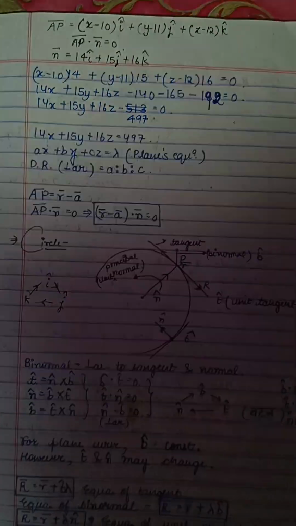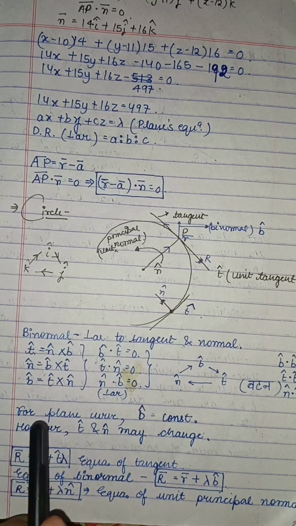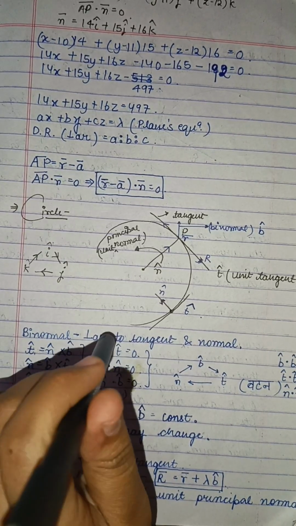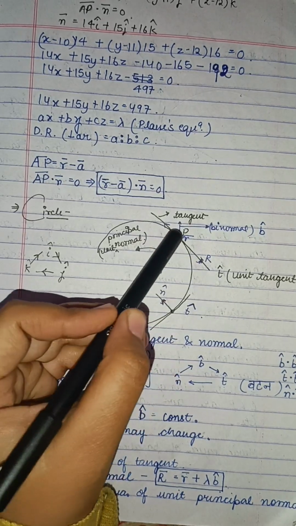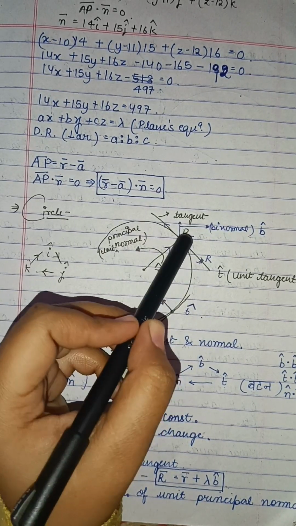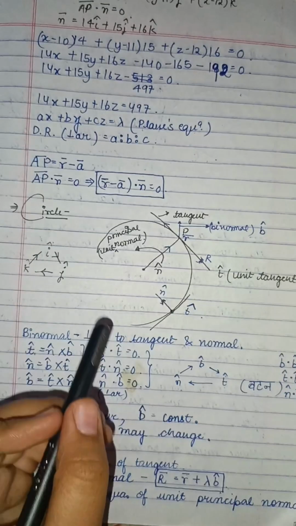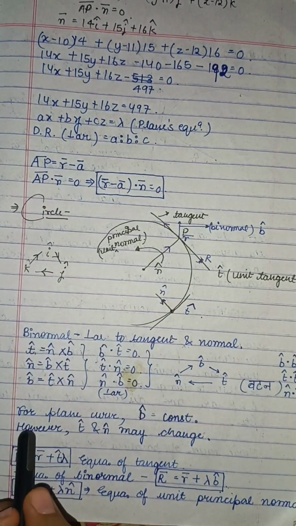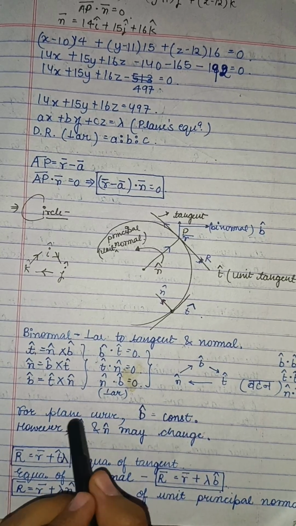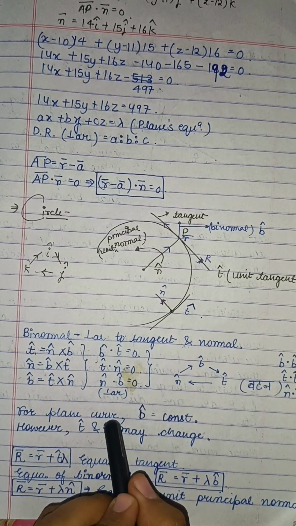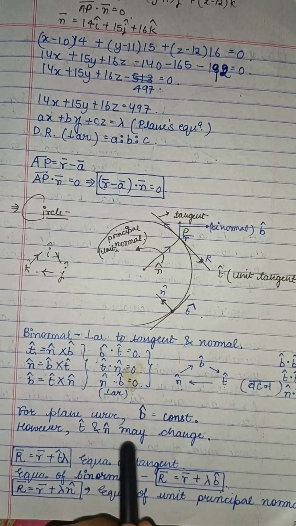Since we know that for a plane curve b cap is constant, let us suppose that b cap is perpendicular to this plane like this. This is the tangent vector, and the unit principal normal is perpendicular to the tangent vector. These both lie in a plane, but the binormal lies along this direction. It doesn't lie on the plane. So if we change the plane, the b cap will remain constant if it is a plane curve. If it is not a plane curve, if it is a surface curve, then b cap can change. But t cap and n cap may change.